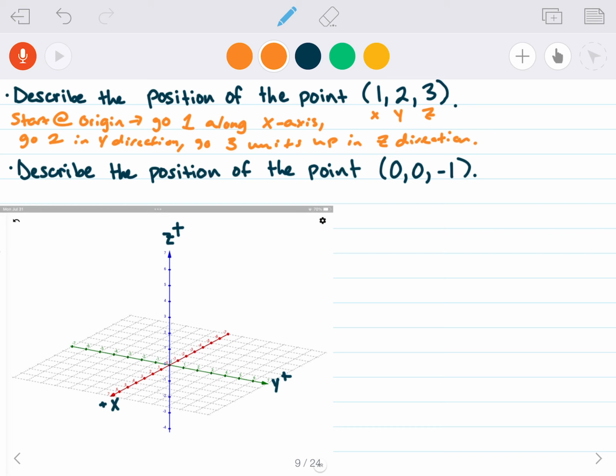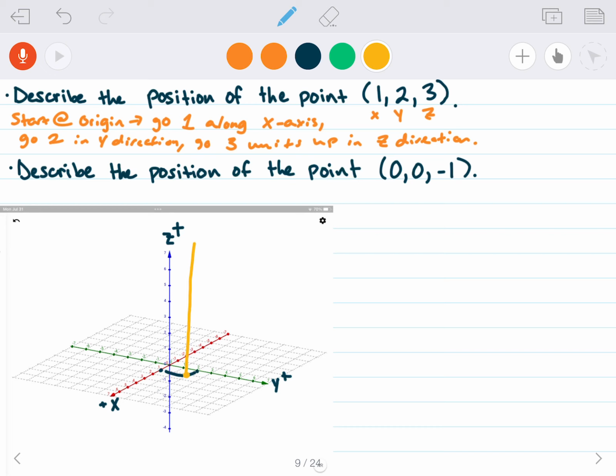So 1, 2, 3. Again, I'm starting with my X's and Y's first. I'm going to plot X equals 1 first. That's right here. And then y equals 2 is right here. I'm going to draw my parallel lines and see where they intersect. And that's going to be this point right here. This is the point that I'm projecting up 3 units. So I'm just going to draw a straight line through it, up, up, up, parallel to the z-axis.